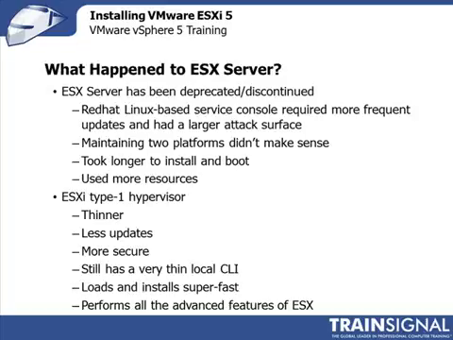Plus, maintaining two platforms really didn't make sense for VMware. It took longer to install and boot ESX server, and it used more resources to keep that Service Console up and running. ESXi is a Type 1 hypervisor just like ESX server was. It's much thinner, it requires fewer updates, it's more secure, it still has a very thin local CLI, it installs and loads super fast, something you'll see in this lesson, and you can still perform all the same advanced features that you could do in ESX on ESXi server.